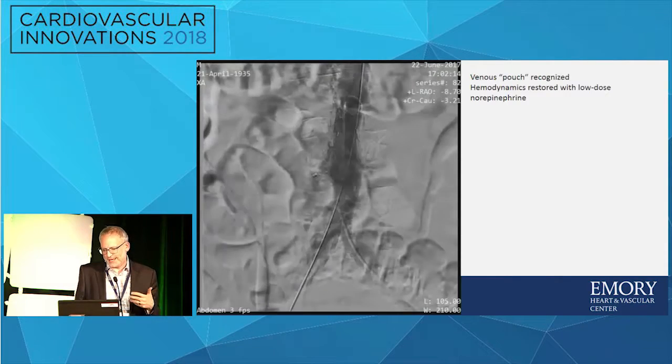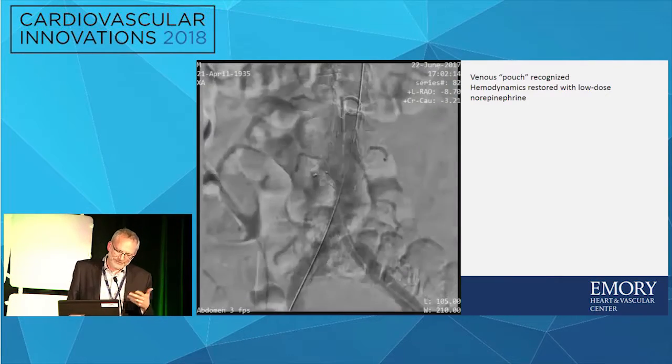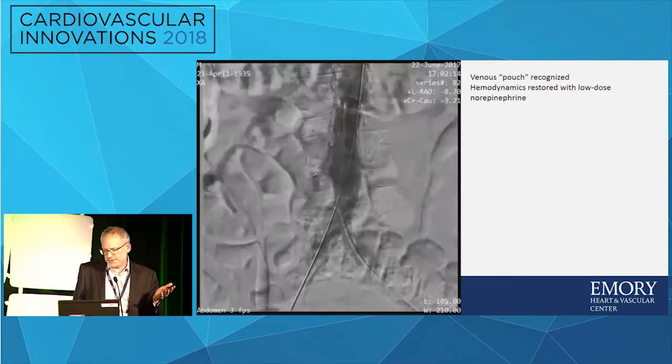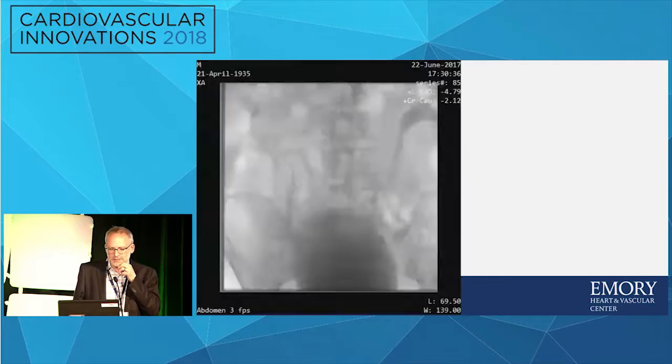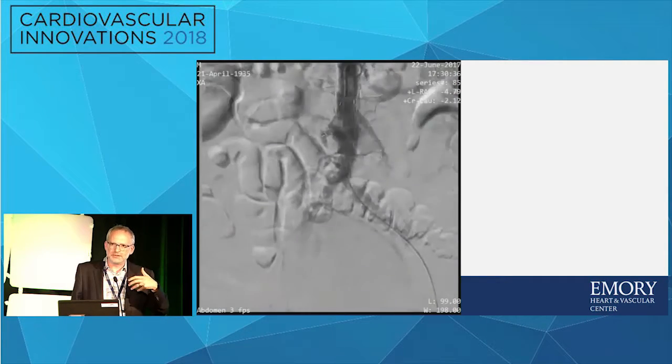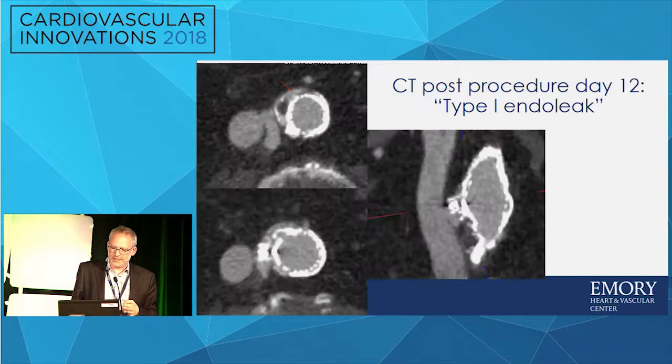So here we are trying to dilate the thing. And in the end, we're like, it's not the best, but the pressure got a little better. So most of these people do okay. And in the end, patient did okay. Here's our final angiogram. You see that little pouch coming off there. There's just not the good flow that you like to see in the IVC.